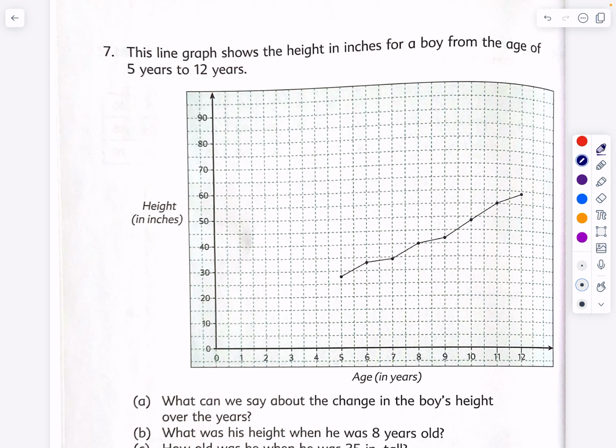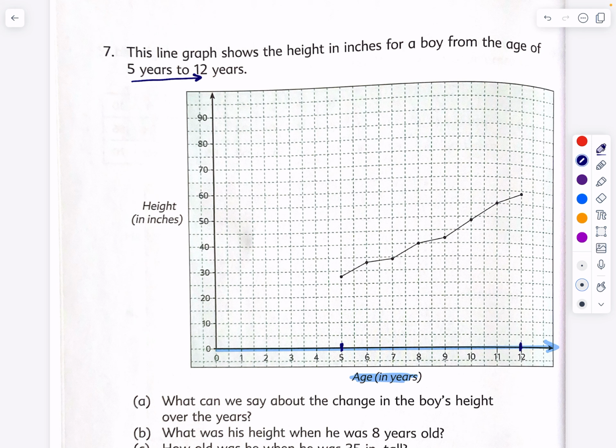The line graph shows the height in inches for a boy between the ages of 5 to 12. Again, remember what I said, it is very common for the x-axis to be the timeline, whether it's measured in days or in hours. This one is measured in years, of this boy's age, and it goes from 0 to 12 years of age. And it looks like they started measuring his height when he was 5 years old, and they finished measuring when he was 12.